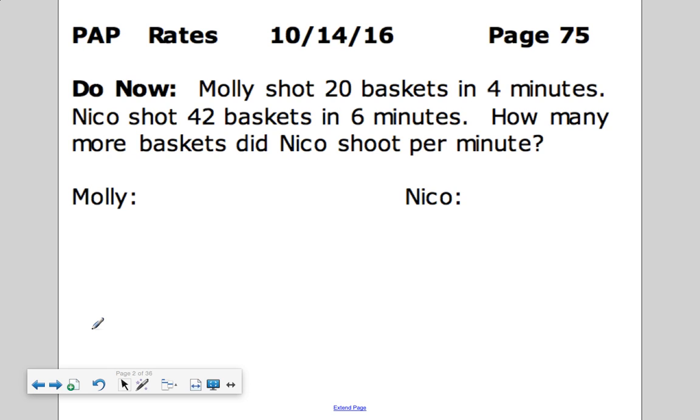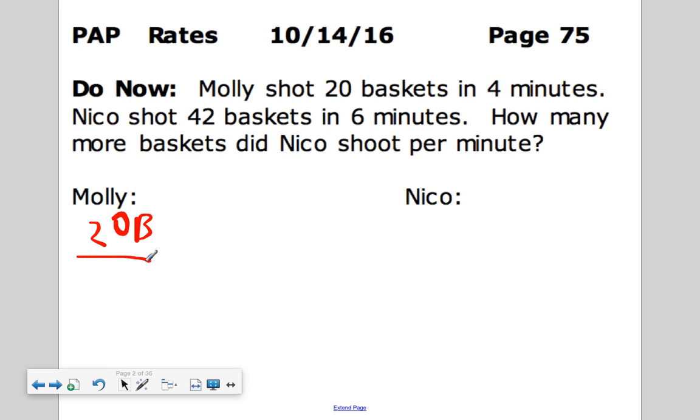So Molly shot 20 baskets in 4 minutes. Nico shot 42 baskets in 6 minutes. How many more baskets did Nico shoot per minute? That's for each minute, for 1 minute. So let's look at Molly. 20B, make sure you label it because we do not know what 20 stands for.